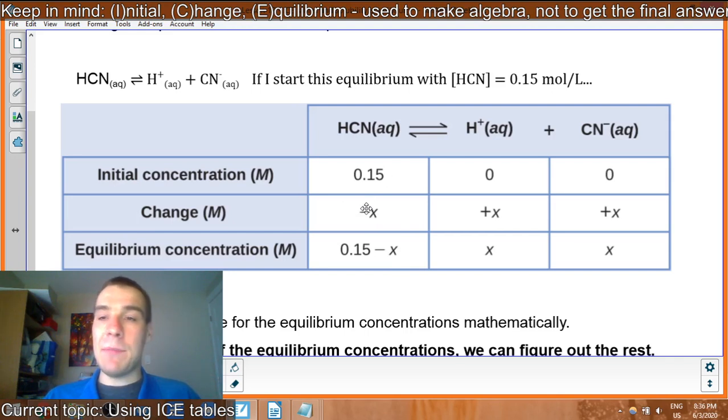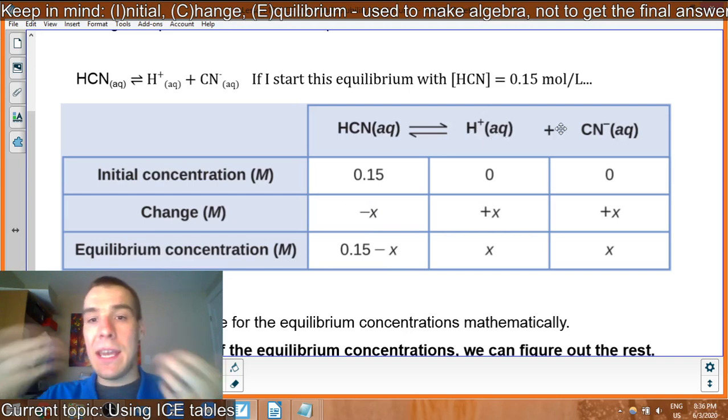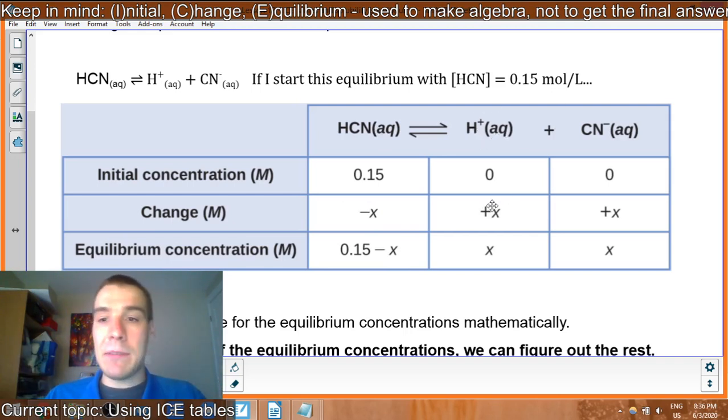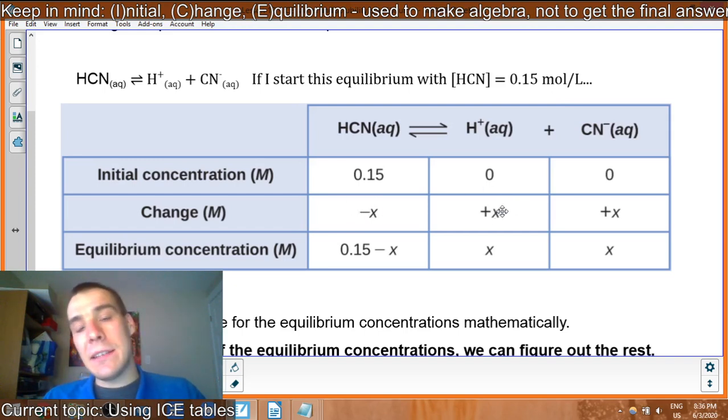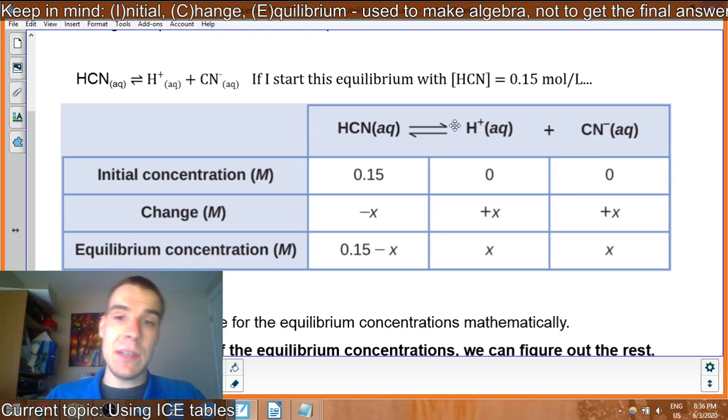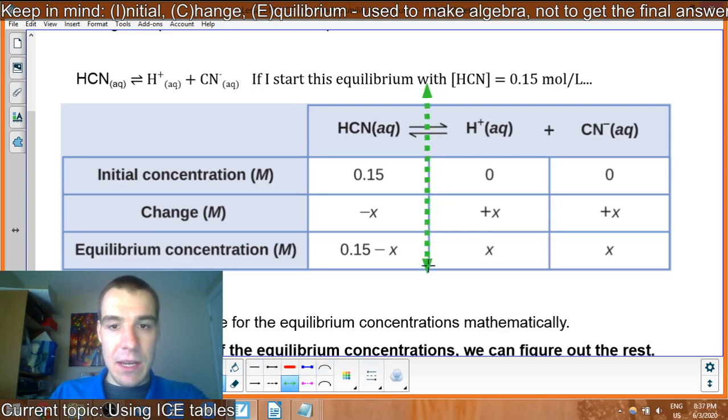If it loses that many moles in whatever container it's in, this side is going to gain that many moles, and it's in the same container. So whatever concentration this loses, that's the concentration this is going to gain, because it's one of these for every one of these. So this loses one, this one gains one. If it was two of these, it'd be 2x, and three of these would be 3x, and so on. One side loses, one side gains, so it's a minus on one side and a plus on the other. So you kind of have this dividing line where everything on this side is going to lose, everything on this side is going to gain in this specific case.